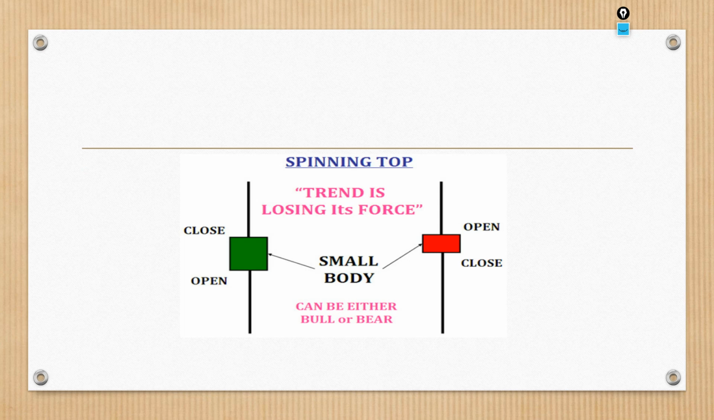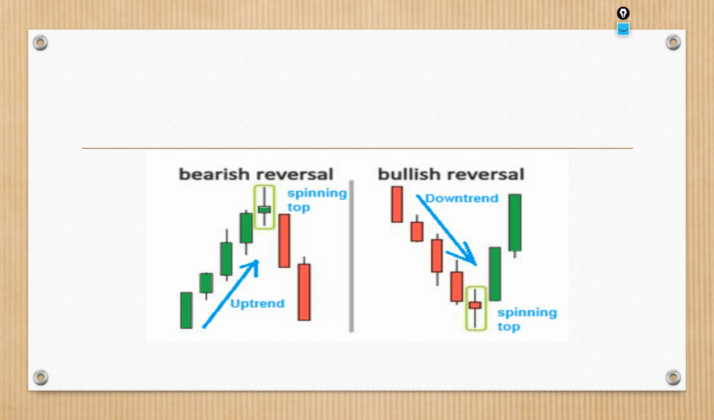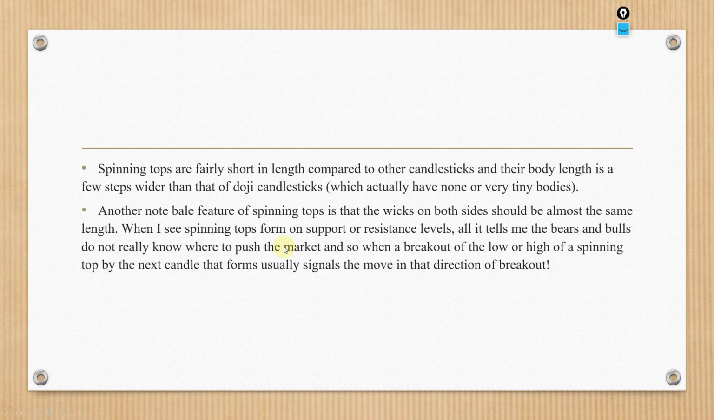And this is what the spinning tops look like. The body is like that, and we have these wicks like that. You know, this is something you should get used to, and you should be able to spot them out in the market. So this is what they would look like. You see that, and there's a change in direction.